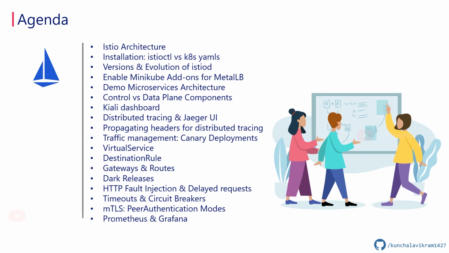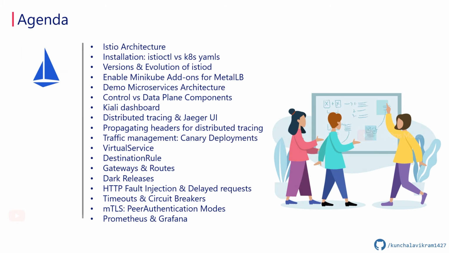Then we'll find out how to enable Istio and various other add-ons in Minikube. We have designed three microservices for this demo, all based on Python Flask. Then we'll see what the various components inside the Istio architecture are, like the control plane and the data plane. Then we'll see various dashboards supported inside Istio, which are Kiali, Jaeger, Prometheus, and Grafana.